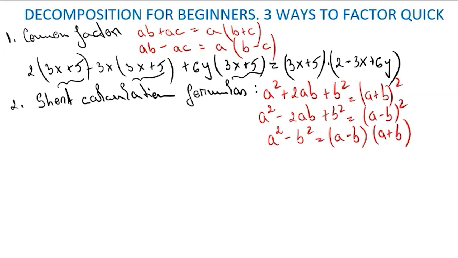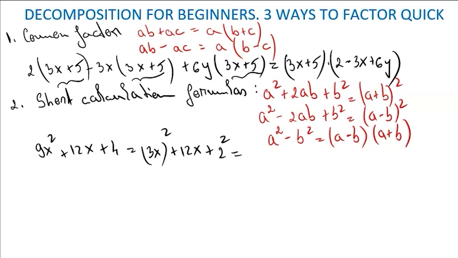Let's take an example in order to understand better. 9x to the power of 2 plus 12x plus 4 equals 3x to the power of 2 plus 12x plus 4. I'm going to rewrite it with 2 to the power of 2. This one equals 3x plus 2, everything to the power of 2.